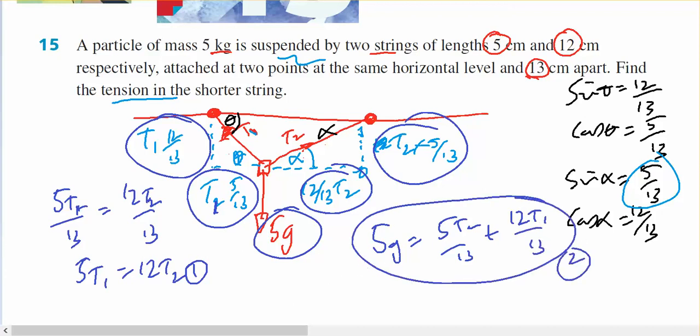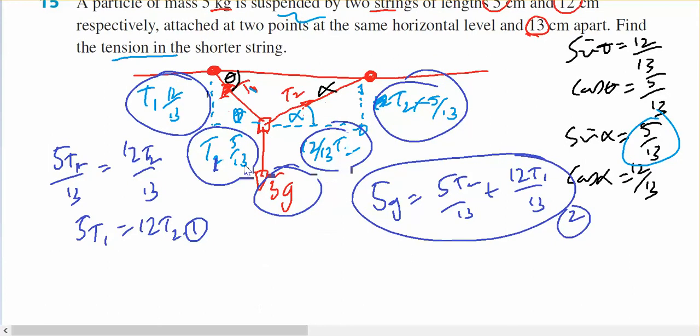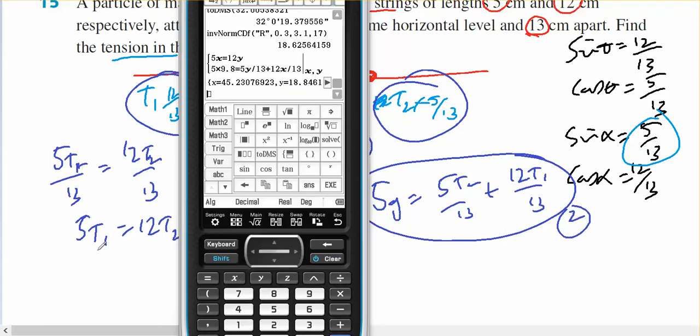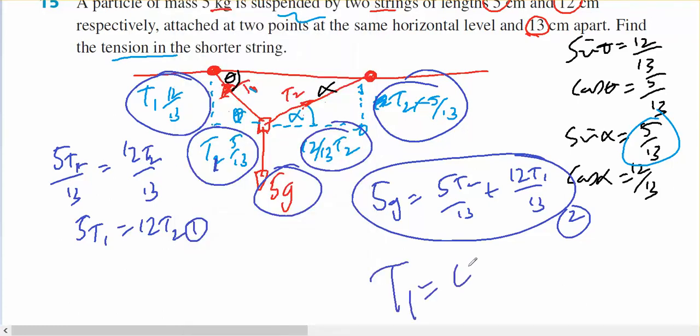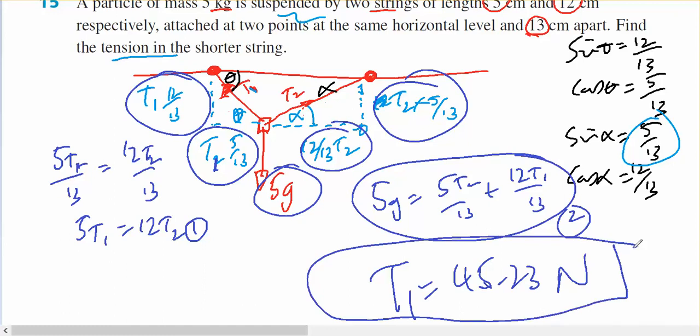And I can put those into simultaneous equations. I called them x and y, so there's 5x equals 12y, and then 5 times 9.8 equals 5y on 13 plus 12x on 13. And I'm looking for the shorter string, which is T1. So T1 will be 45.23 newtons. So T1 equals 45.23 newtons to 2 decimal places. Done.